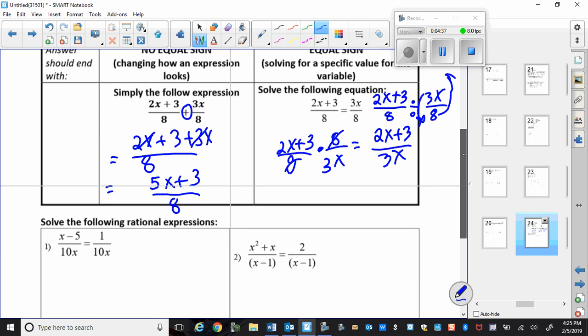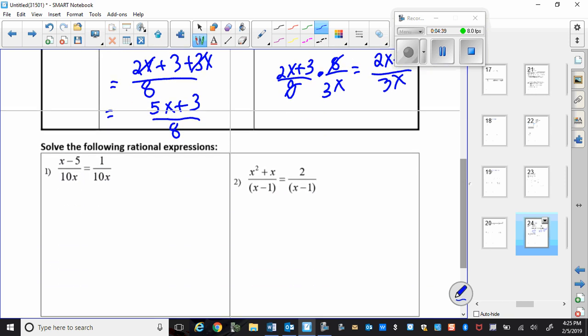Okay. So I'm probably going to cut that out of the video. All right, moving on. Number 1, cross multiplying. I'm solving the rational expression.